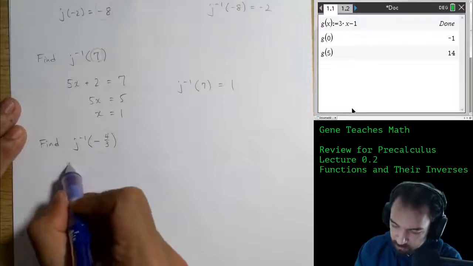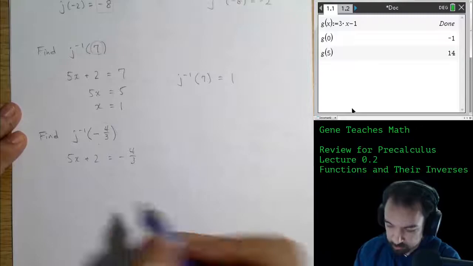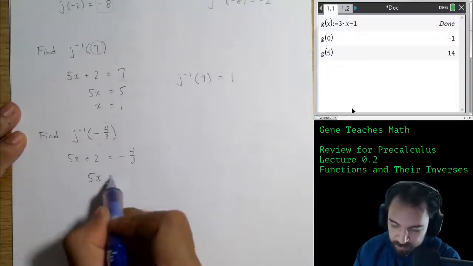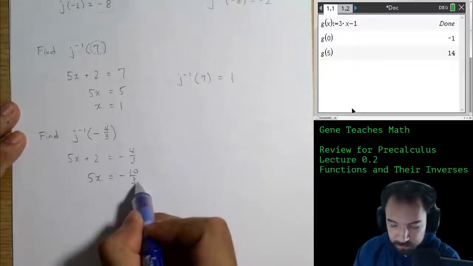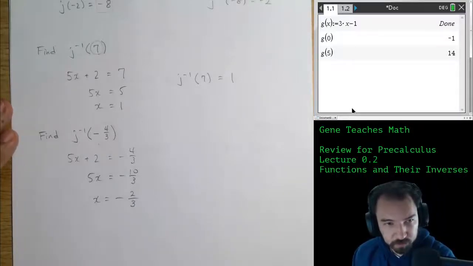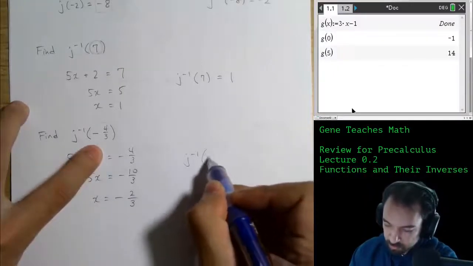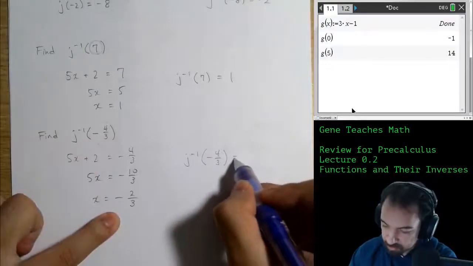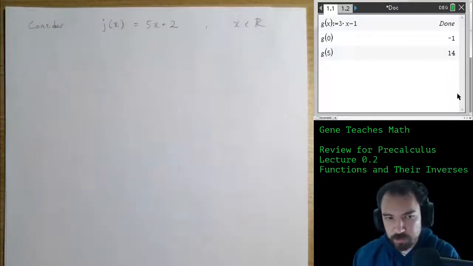All right? 5x plus 2 equals -4/3. Well, it's a linear equation. I'm going to subtract 2, also known as 6/3. So if I subtract 6/3, I get -10/3. And then if I divide by 5, I would end up with -2/3. Oh, so I can happily conclude that j inverse, working backwards from -4/3, will get me -2/3.